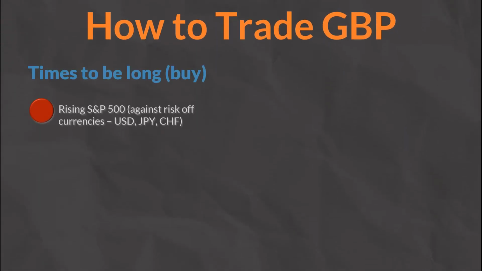Let's talk about when to be long. We took a look at the correlations and see that the pound is a risk-on currency. Now look, it is not the most correlated with the SPX. The most correlated with the SPX is actually the Aussie. The Aussie is the strongest correlation to equities. So do you want to buy the pound against the Aussie in a rising S&P? No, that's the wrong play. But you want to play it against the negatively correlated currencies like the dollar, the yen, and the Swiss franc.